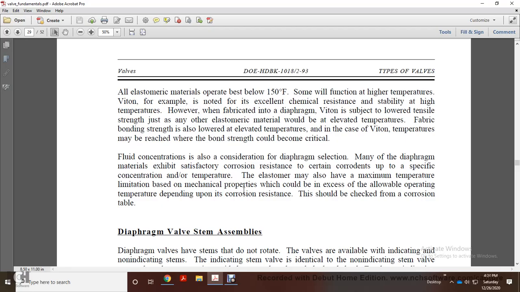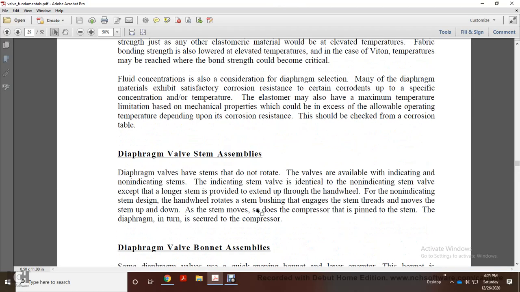Fluid concentration is also a consideration in diaphragm selection. Diaphragm materials exhibit satisfactory corrosion resistance to certain corrodants only up to a specific concentration or temperature. The elastomer may also have a maximum temperature limitation based on its mechanical properties, or an allowable operating temperature depending on its corrosion resistance. This should be checked in a corrosion table.